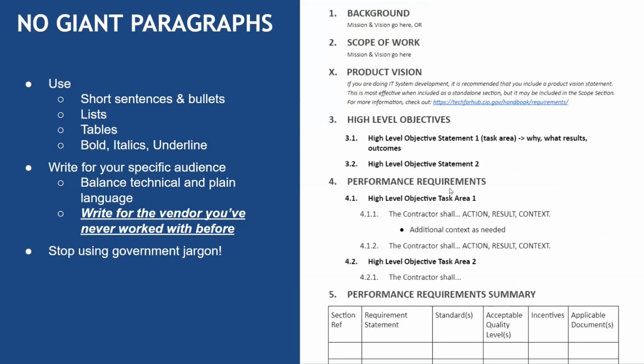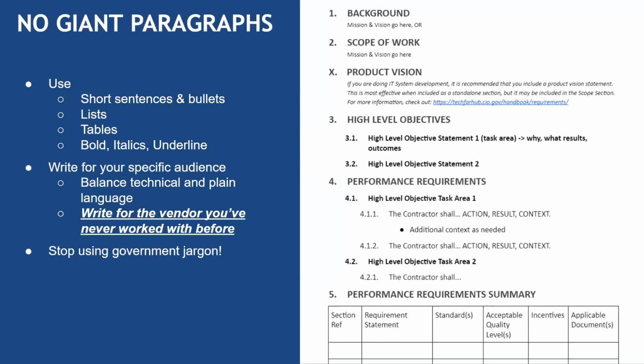Then you've got your performance requirements section, where you have them organized by high-level objective. They are all in the action-result-context format with additional context as needed. And that is followed by your performance requirements summary table. That's where you're going to put your requirement, your standard, your AQL, incentives, etc. Use tables, use lists, use bullets, shorter sentences.